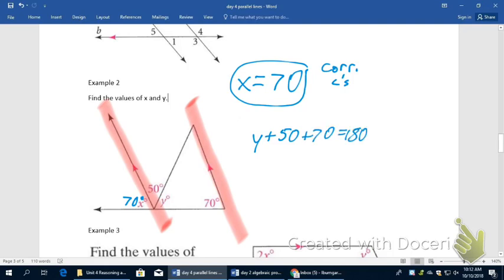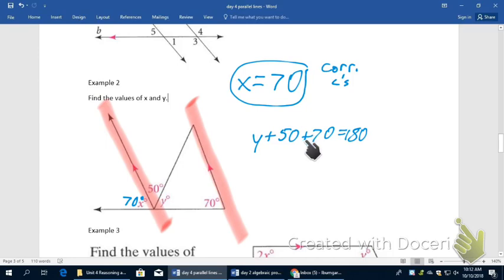So you can see where I've added y, 50, and 70 to 180 degrees, which is a line. Now I could also think of it as 50 and y being one angle, 70 being another, and those two angles being supplementary because they're same side interior angles. If that's confusing you a little bit and you like the other way I thought about it, that's fine.